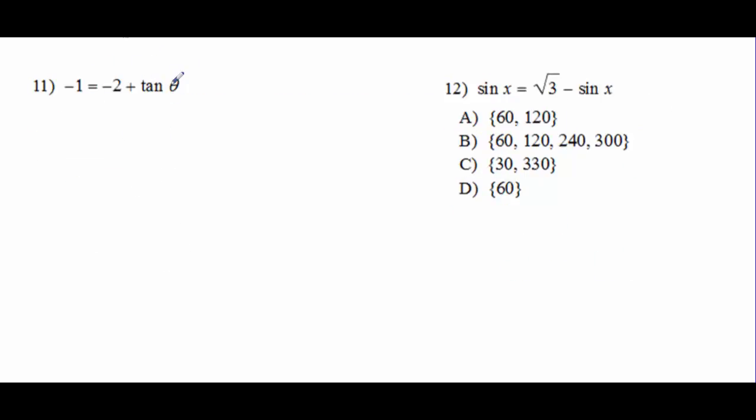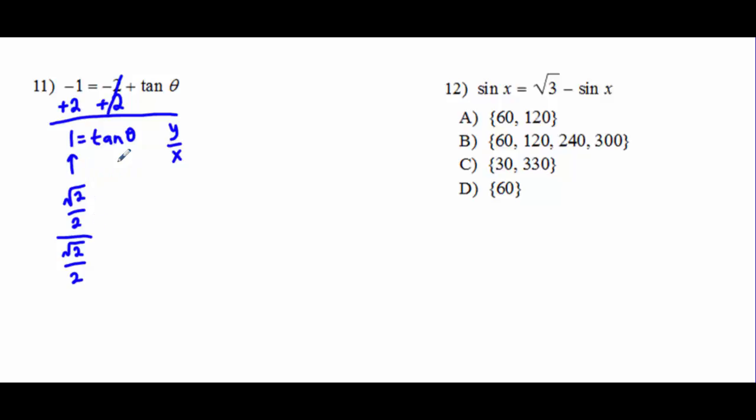On 11, we want to get tangent theta by itself, and so this -2 that's in front, it's -2 plus tangent theta, not times tangent theta. So I'm going to add 2 to both sides, and that gives me 1 equals tangent theta. Tangent on our unit circle is y over x, and so that means we're trying to find the points on our unit circle where the y value over the x value simplifies to be 1, and so that has to happen where our x and our y value are the same. So either square root of 2 over 2, comma, square root of 2 over 2, or negative square root of 2 over 2, comma, negative square root of 2 over 2. And so that happens at 45 degrees and at 225 degrees.